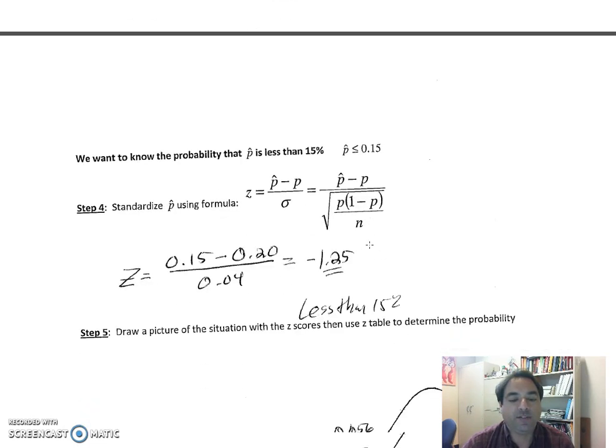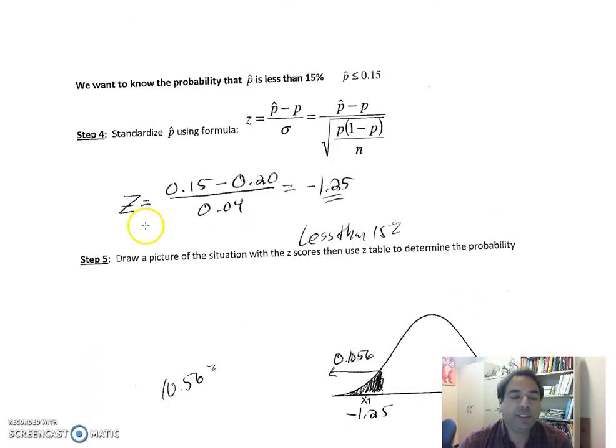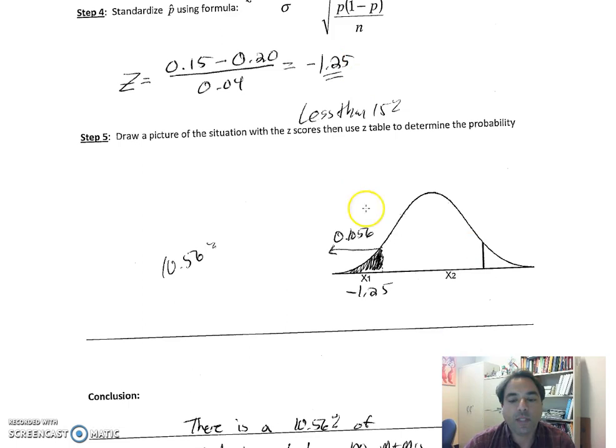Then we can move on to find our z-score. So to find our z-score, it's p hat 0.15 minus 0.20, which is p, over our standard error, which is 0.04, gives us our negative 1.25 z-score. In our picture, negative 1.25 is here, and we're looking for less than, so I shade less than. Go to the table, look up negative 1.25 for using the table method. You get 0.1056, which is 10.56%.